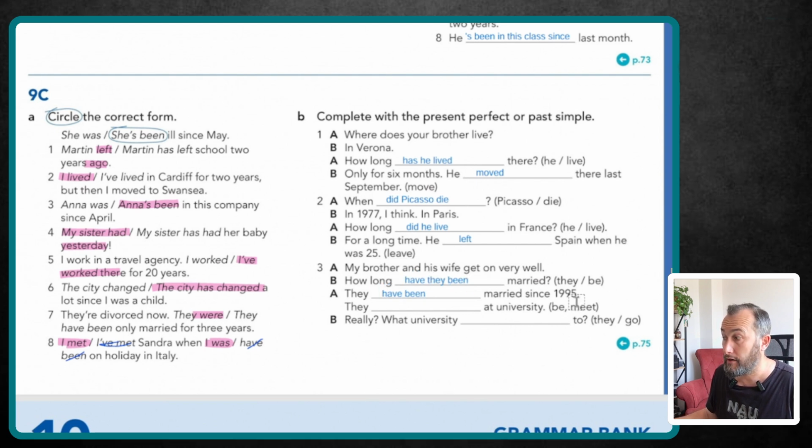And then we're talking about when they met, right? Okay, they met at university, because it's the beginning part. Now they're grown up. They're not at university. So it's finished. So that's why I'm going to use the verb meet in past simple. They met at university. Last one. Really? So they met at university. So I knew it. So really, what university did they go to? So did they go? That's it, guys.